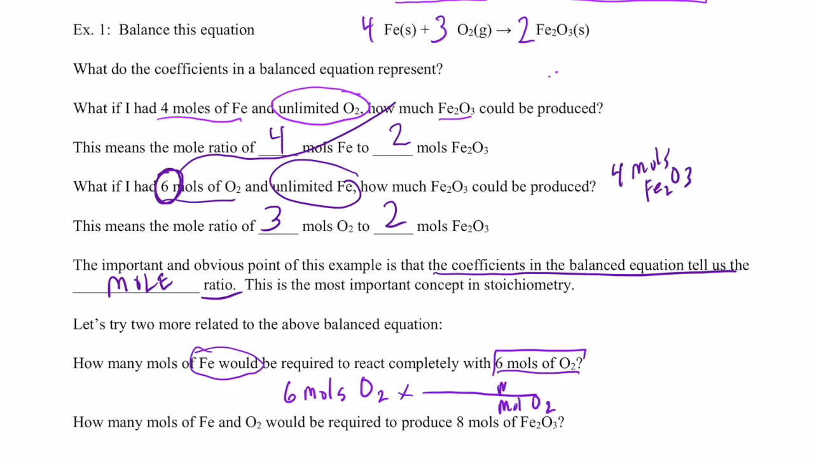And we want to get into moles of iron. So what numbers do we put there? Do we have a conversion factor that will allow us to go from moles of oxygen to moles of iron? Yeah, we do. Absolutely. It's the coefficients in the balanced equation.